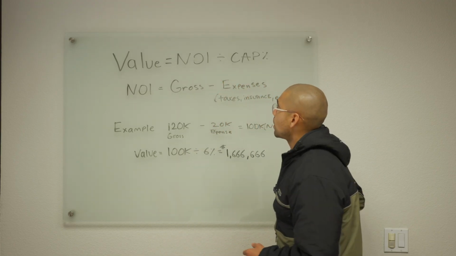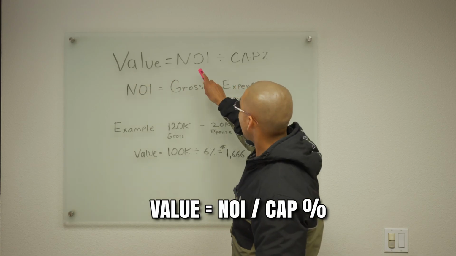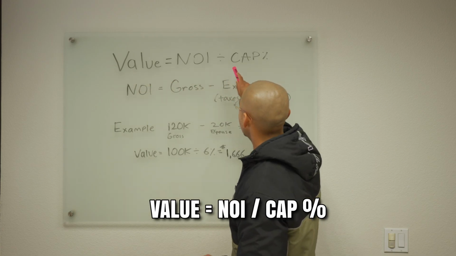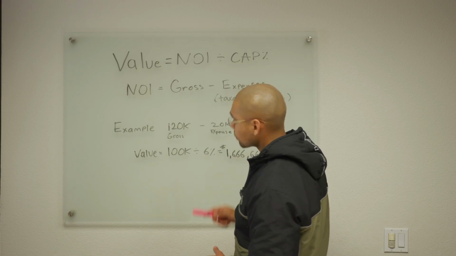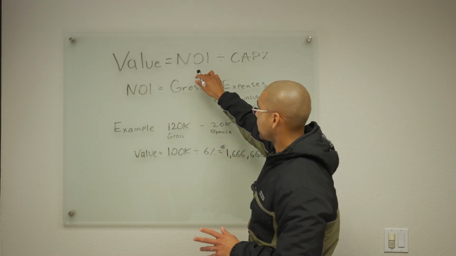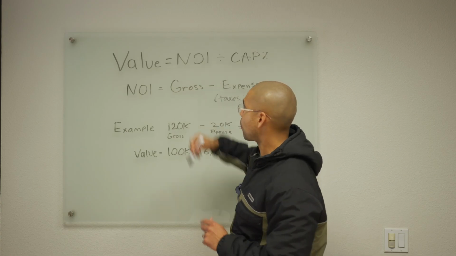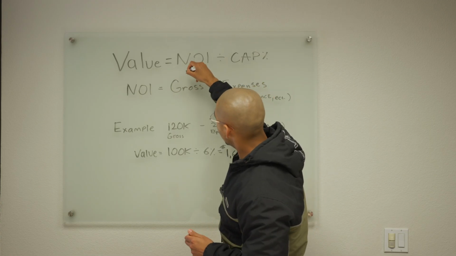Okay, the formula to determine value is the net operating income divided by the market cap rate. Okay. So there are certain variables that we have here. First and foremost is the net operating income. And to calculate the net operating income, that's another formula that we're going to go over right here below.